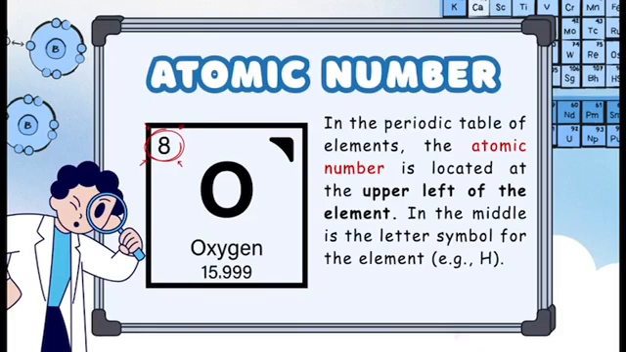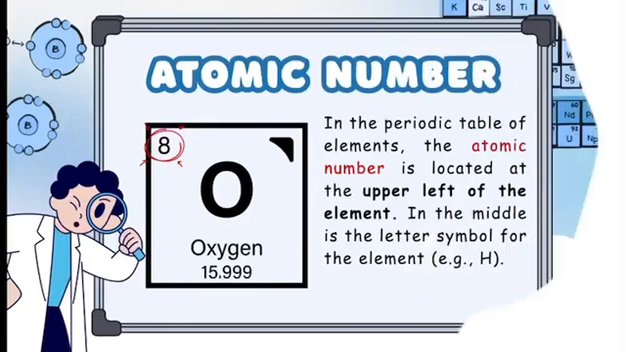Now let's move on to the atomic number. In the periodic table of elements, the atomic number is located at the upper left of the element. In the middle is the letter symbol for the element, an example being oxygen, which is O.